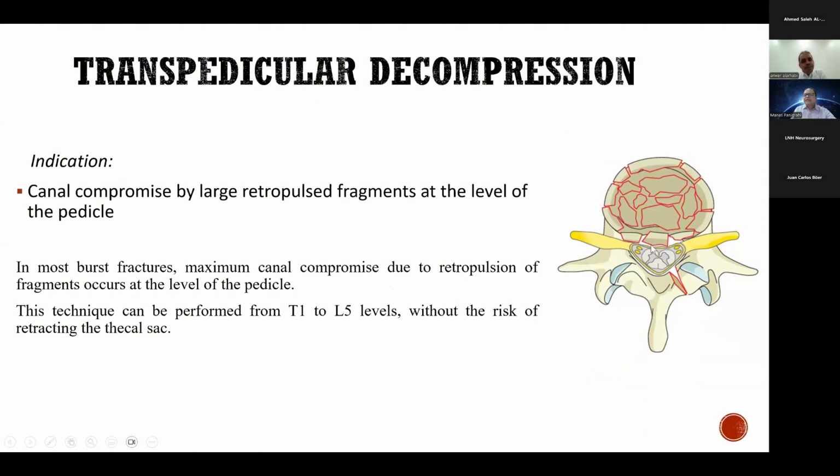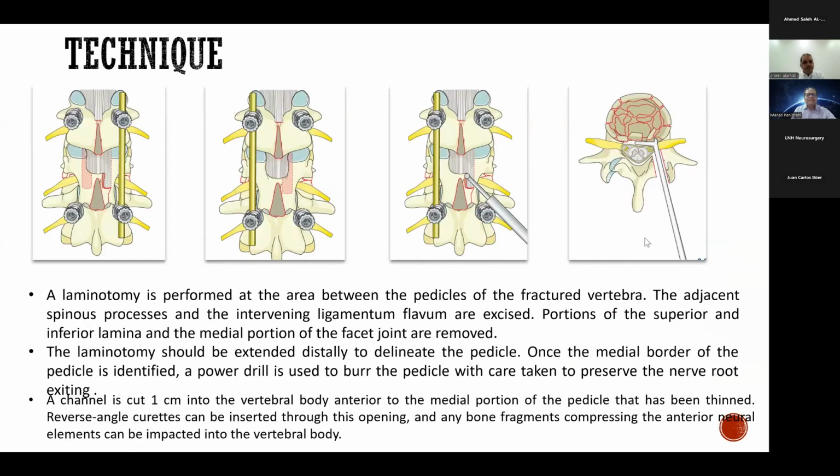Whereas if there is no rotation of the fragment, one can do an indirect transpedicular decompression. In indirect decompression, one does the laminectomy, then one drills off the pedicle, and then one can use an impactor to impact the fragments into the body. One can create a drill and create a space in the body, and then use the impactor to decompress the ventral part of the dura.